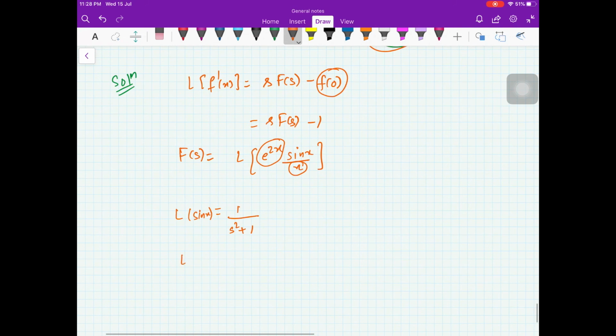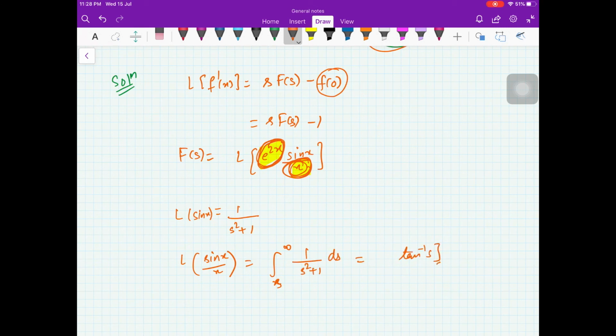Now the next question is what I should do: take the first shifting first, or the division by x first. Ideally you should take the division first, because when you divide by x, you have to integrate. If you first take the first shifting, then integration will be difficult. So sin x by x will be the integral from s to infinity of 1 upon s square plus 1 ds. So that is the property.